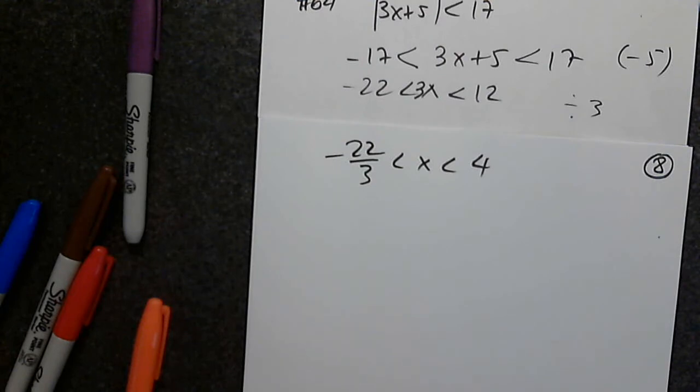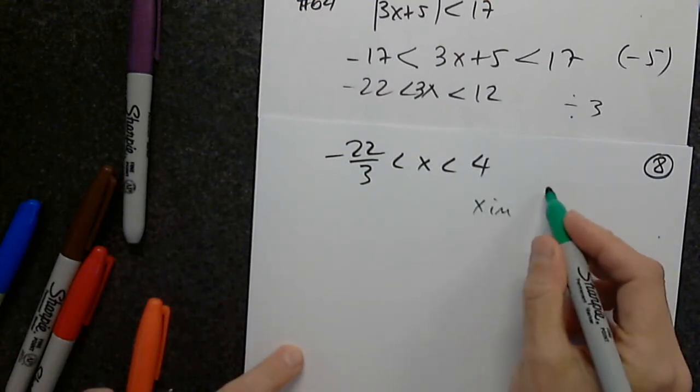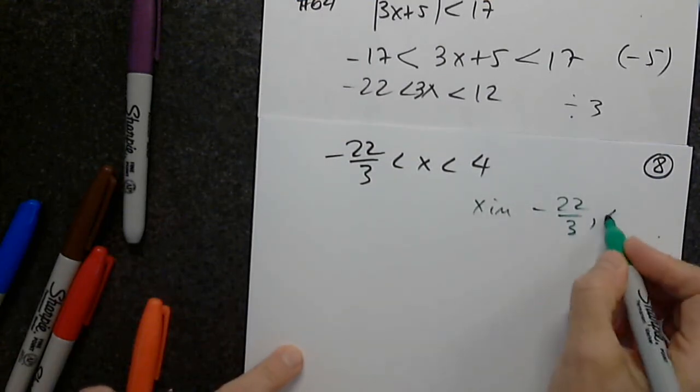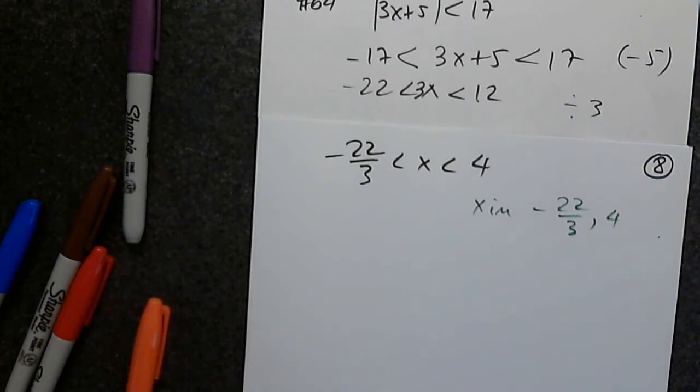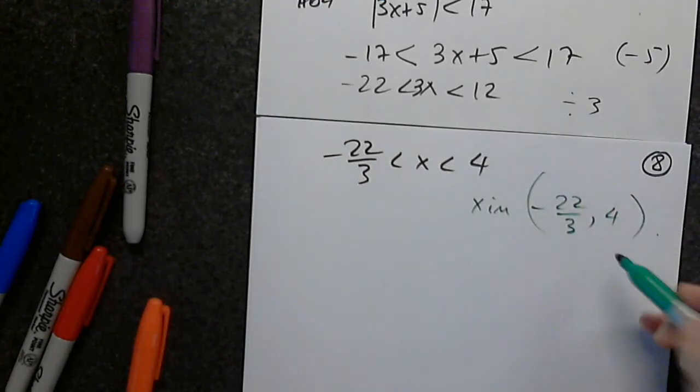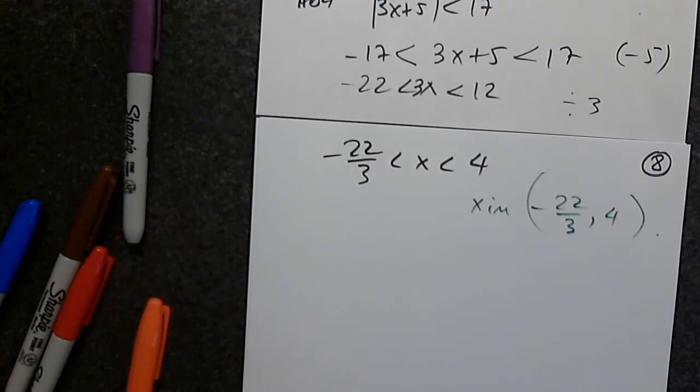X interval. Very good. -22 over 3, comma 4. Good. Now I only have to establish if I use parentheses, brackets, parenthesis and bracket, what do I use? Of course. Very good. Well done.